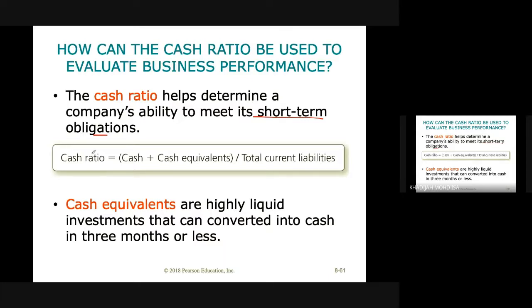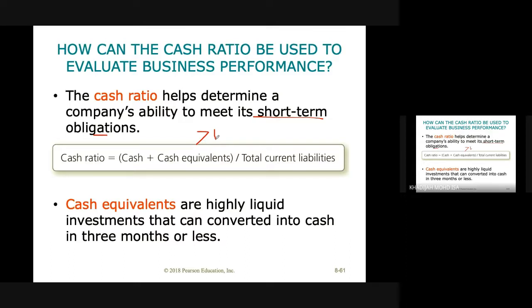What is a cash ratio? It is your available cash plus cash equivalents divided by total current liabilities. In other words, you want to see how much cash you have and how much your current liabilities are. If your cash is more than your current liabilities, you are doing okay. It means the ratio must be more than 1, so your cash must be more than your current liabilities. It means you are able to pay your short-term liabilities. Why short-term?